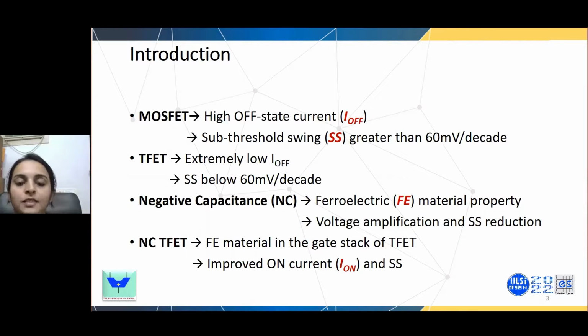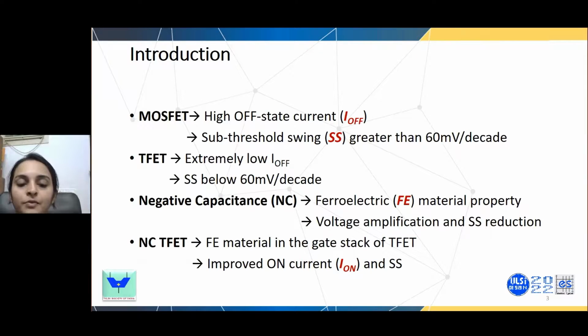Well, we know that MOSFETs have extremely high off-state current, and also we cannot reduce the subthreshold swing below 60 millivolt per decade. To face this power crisis, steep slope transistors have evolved, and the most prominent one among them is the tunnel field effect transistor, which has band-to-band tunneling as its current conduction mechanism. It has extremely low off current and also subthreshold swing less than 60 millivolt per decade. But the drawback of this technology is that its on current is not as promising as that of a MOSFET. So various topologies have been proposed so far to increase the on current without sacrificing the other performance parameters.